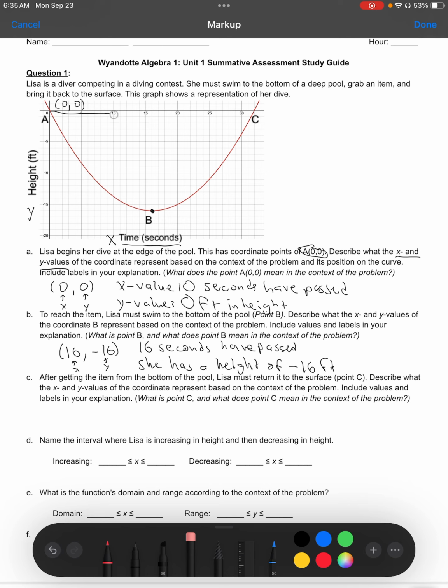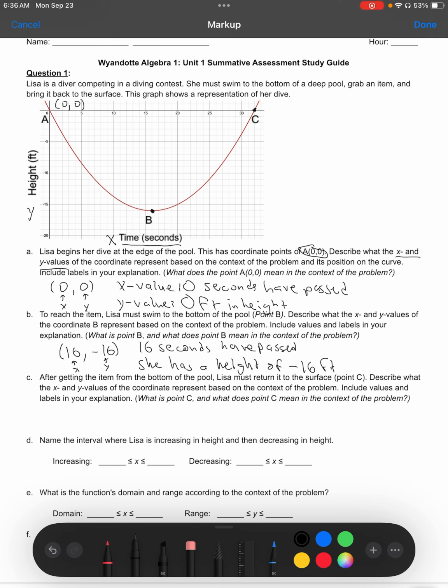Question C is asking the same thing, but about point C. It says, after getting the item from the bottom of the pool, Lisa must return it to the surface, which is point C. So this point up here is point C. Again, describe what the x and the y values of the coordinate represent based on the context of the problem. So we're going to be finding a point and then saying what those numbers mean.